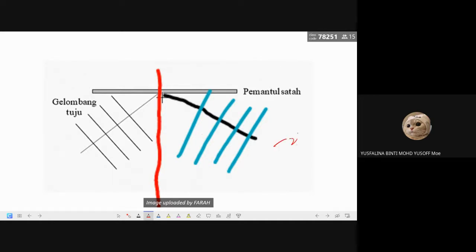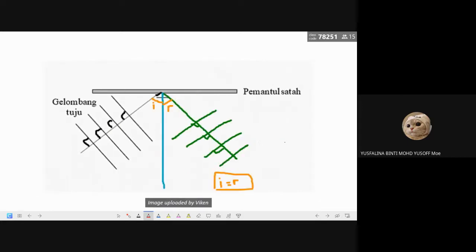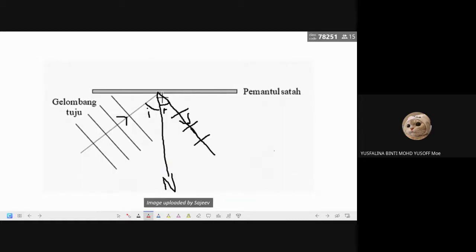2 marks. Okay, good, Kritika. Mention I is equals to R. Good. Sajiv, are you saying that I is equals to R here? Yes, okay, right. But this one, if you draw on the paper, I will give wrong because the angle is not same. But this one, maybe I understand you draw by using a mouse, so it's acceptable. Okay, so 2 marks.